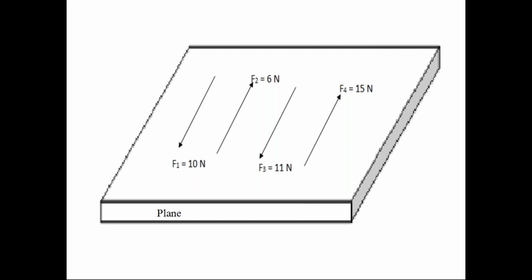So here, these 4 forces lie on the same plane, coplanar. These 4 forces are parallel to each other, but the directions are opposite. So we call this force system a coplanar parallel unlike force system. If all the forces are acting in the same direction, it is a coplanar parallel like force system. But if some forces are acting in the opposite direction, we call this the coplanar parallel unlike force system.